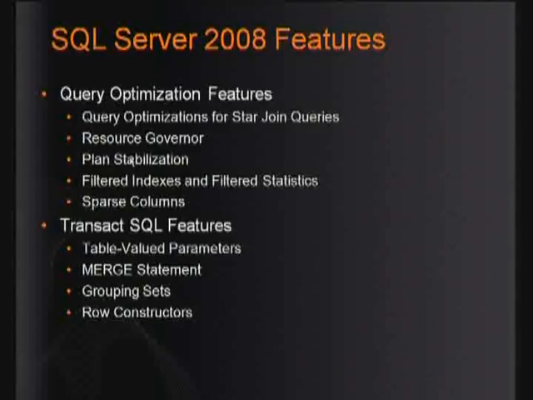Filtered indexes and filtered statistics. This is, I only want to create statistics if the number is greater than 100. So create statistics, but only on those rows where number is greater than 100. Anybody have sparse columns? In other words, a column where half of the values are null. Why bother to create an index on half of the values being null? So filtered indexes, filtered statistics. Sparse column support is also in 2005.